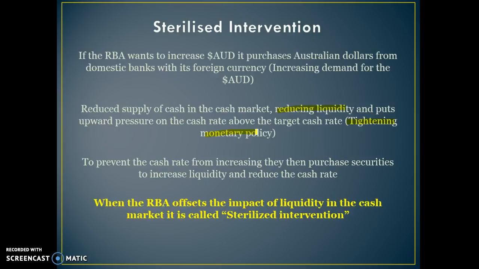So what they will do to prevent the cash rate from increasing, after they have basically taken some of the money from the banks, is purchase securities off the banks, which will basically give the money back to the banks. So essentially they'll take some of their Australian dollars and give them foreign currency, and then because the banks don't have enough Australian dollars, they will purchase some of their securities at a higher rate, so therefore the banks now have more cash. So the RBA basically offsets the decrease in cash or liquidity that these banks have by giving cash back to them by purchasing securities. And that's what we call sterilised intervention.